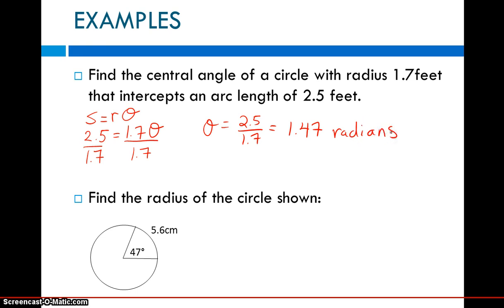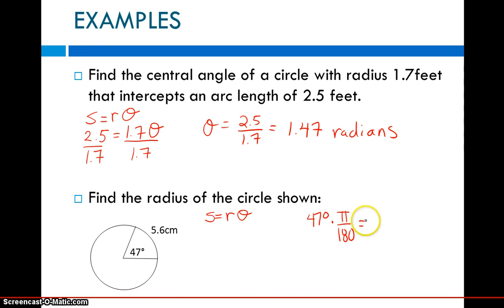Let's look at the next example. What we want to do is find the radius of the circle shown. We know that the central angle is 47 degrees and the arc length is 5.6 centimeters. So we're going to start with the same equation. We have that the arc length is equal to the radius times our central angle. The key thing here is we notice that the central angle is in degrees. So the first thing that we need to do is convert it. So we're going to convert 47 degrees into radians. So we're going to do 47 degrees times pi over 180.